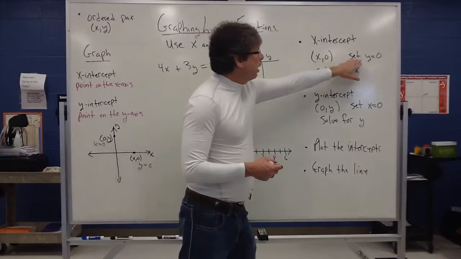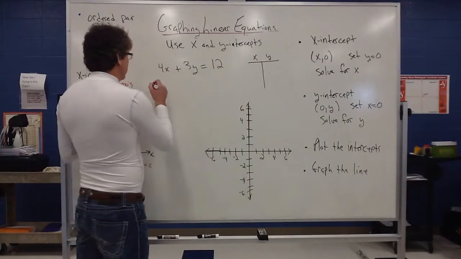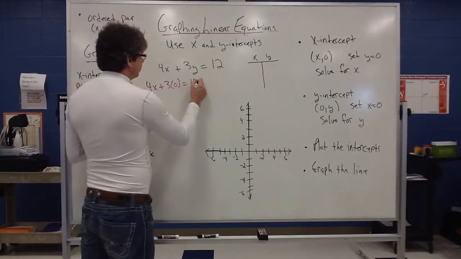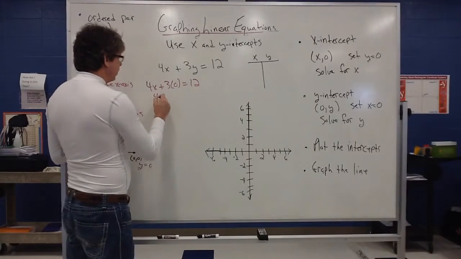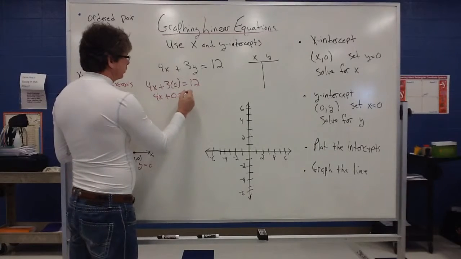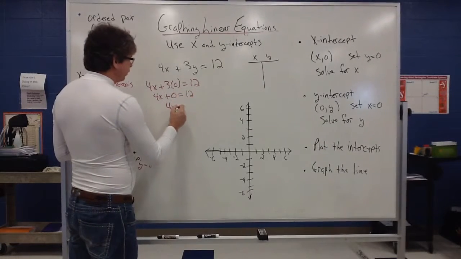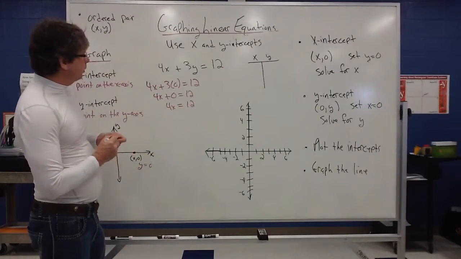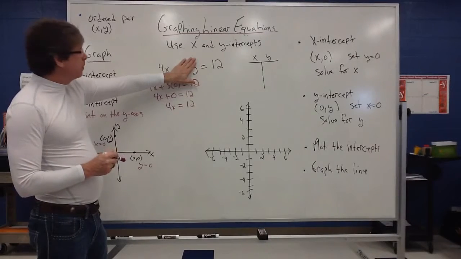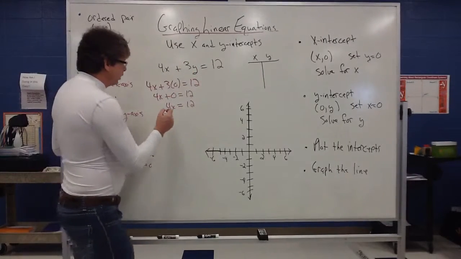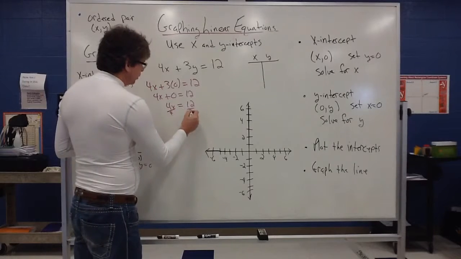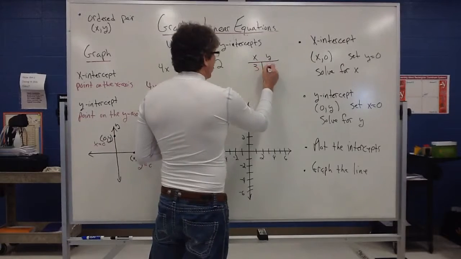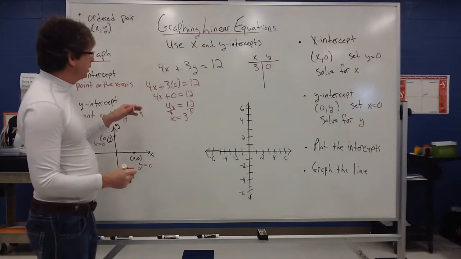So the x-intercept says set y equals 0. So in this equation, I'm going to have 4x plus 3 times 0 is equal to 12, which means I'm going to have 4x plus 0 is equal to 12. In other words, all I really have is 4x equals 12. So when I set y equals 0, this term essentially just falls out of the problem, and we have 4x equals 12. So then I can just divide both sides by 4, and that's going to give me x equals 3. So x is going to equal 3, and y was equal to 0. That is going to represent my x-intercept.